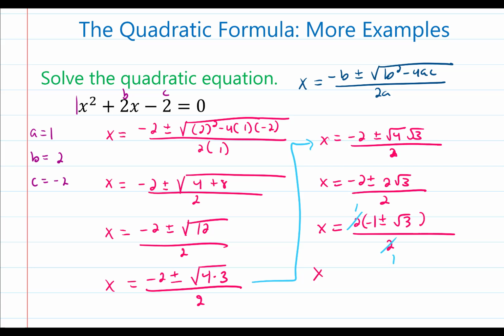And so what we have for a final answer is x equals negative 1 plus or minus the square root of 3. Now you can break that up into 2 separate solutions. So breaking apart the plus or minus, that would be negative 1 plus the square root of 3 and negative 1 minus the square root of 3. Those are your 2 solutions, and those are exact and the preferred format rather than a decimal.